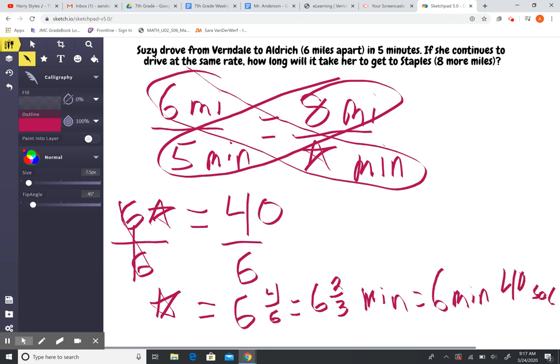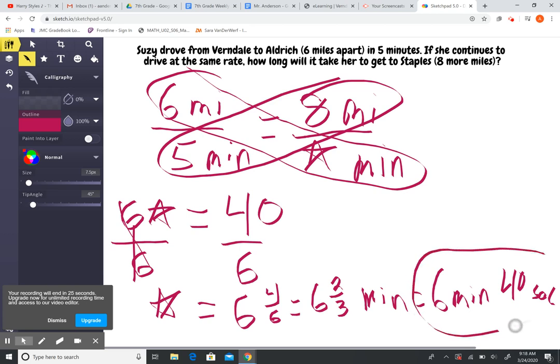And this seems about right. When they're 6 miles apart, it took 5 minutes. If they're 8 miles apart, it should take, well, it shouldn't be double, right? It shouldn't be 10 minutes. It's only 2 more miles farther than the previous one, so it should be just a little bit more than 5 minutes. So 6 minutes and 40 seconds seems about right.